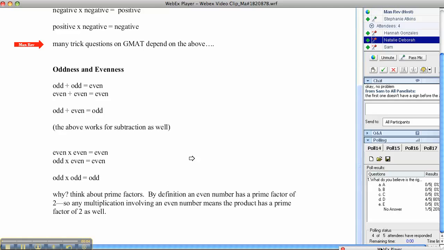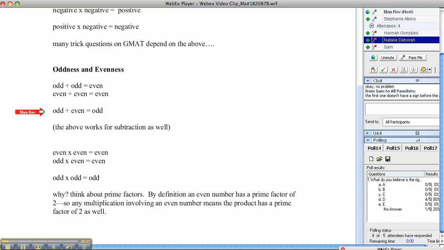The next category of number properties issues we need to think about is oddness and evenness. Firstly, we need to know that two odd numbers added together are going to make an even number. 1 plus 1 equals 2, to put it at its most basic. Two even numbers together are going to make an even number. 2 plus 2 equals 4.